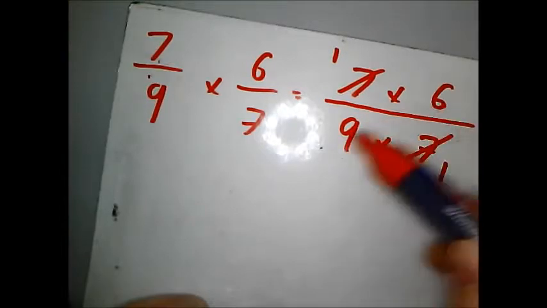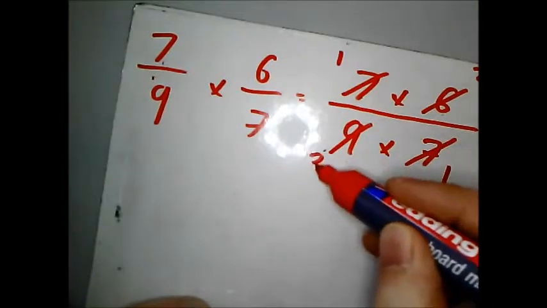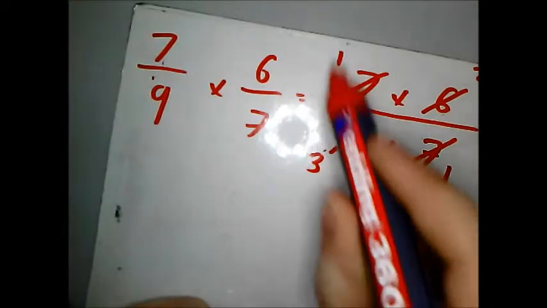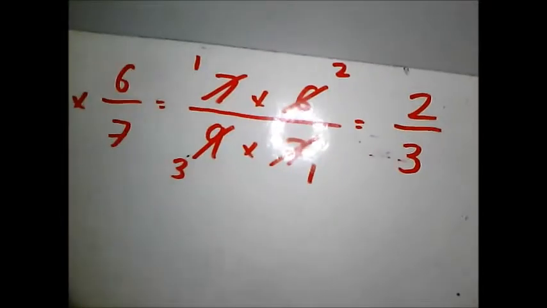And well done if you spotted that this also has common factors of 3. So divide that by 3, 2. Divide that by 3, 3. So I get 1 times 2 on the top, 2, and 3 times 1 on the bottom, 2/3.